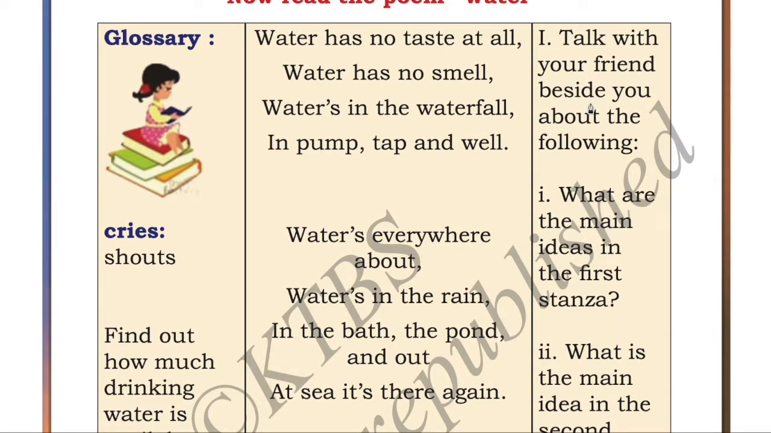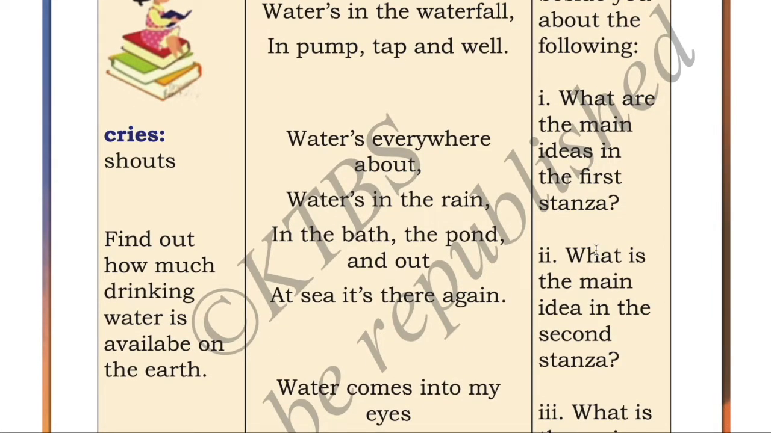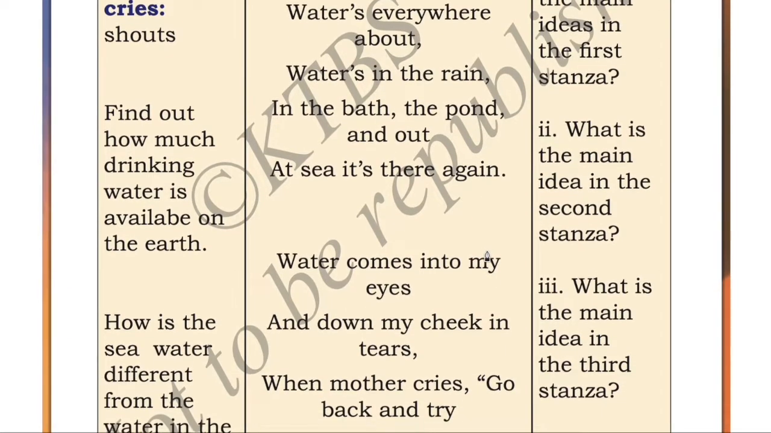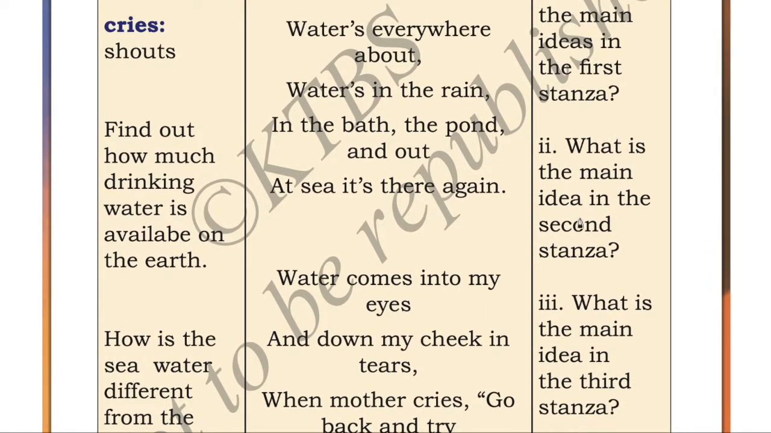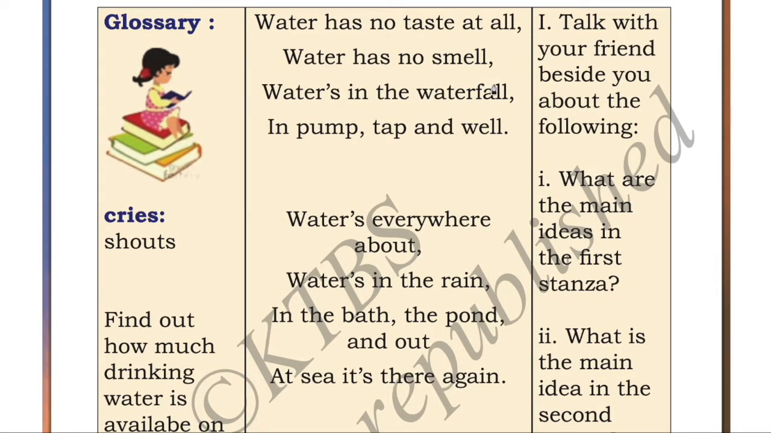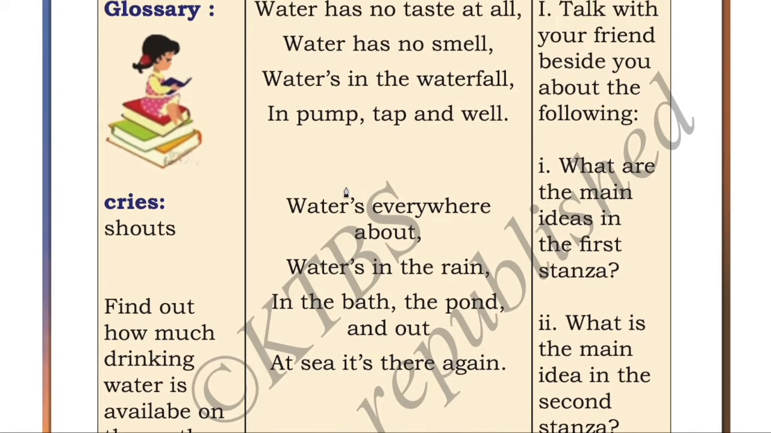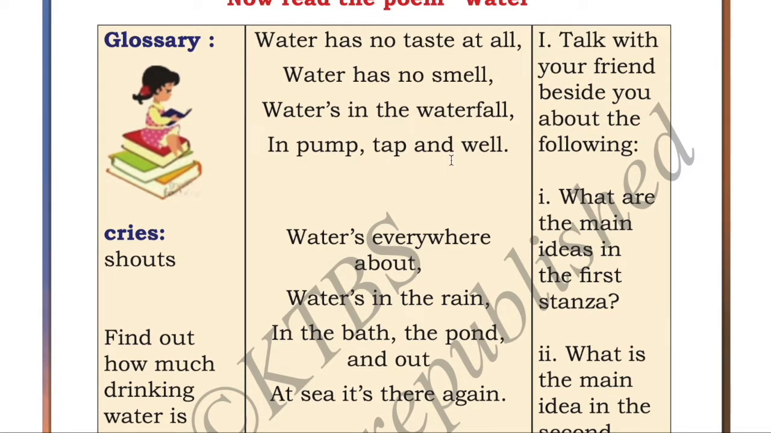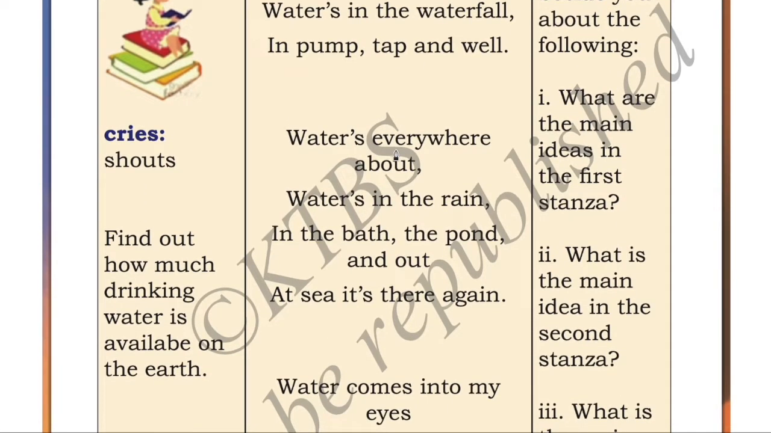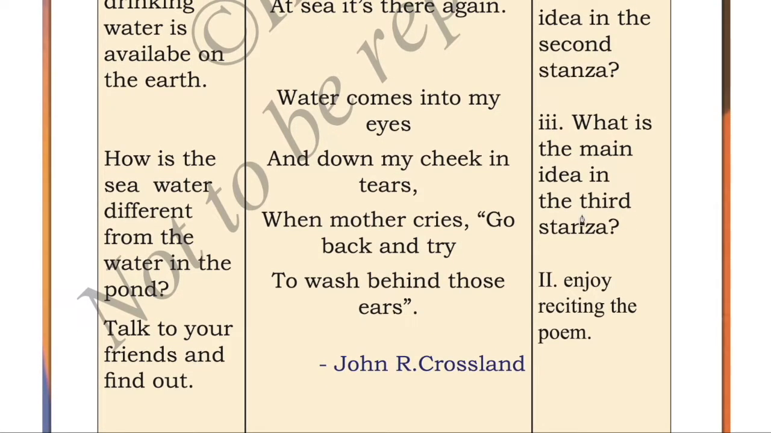Talk with your friend beside you about the following. So, you need to discuss this with your classmates. First point is, what are the main ideas in the first stanza? Similarly, the questions vary from second and third stanza also. All you need to do is go through them, read them line by line, and try to understand what the poet is saying. You can go back and hear the explanation I've just given once again if you have any doubts. Next, the last one is enjoy reciting the poem.